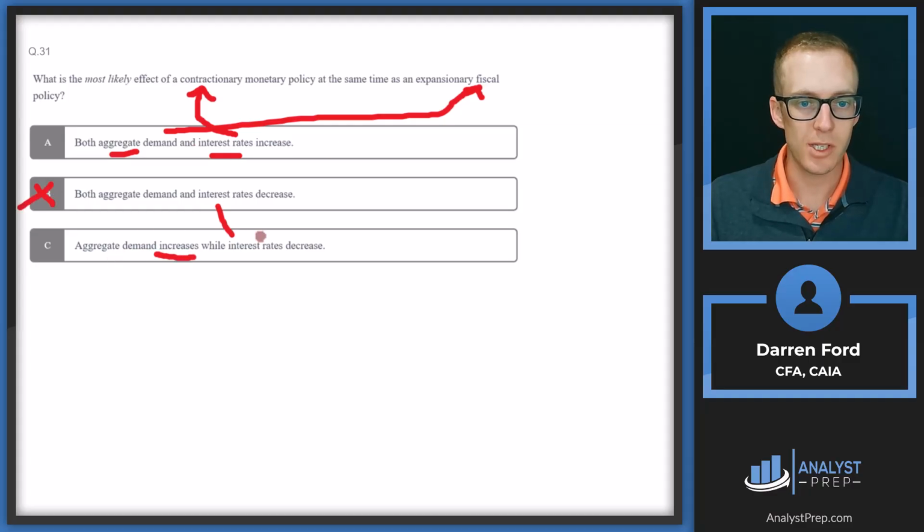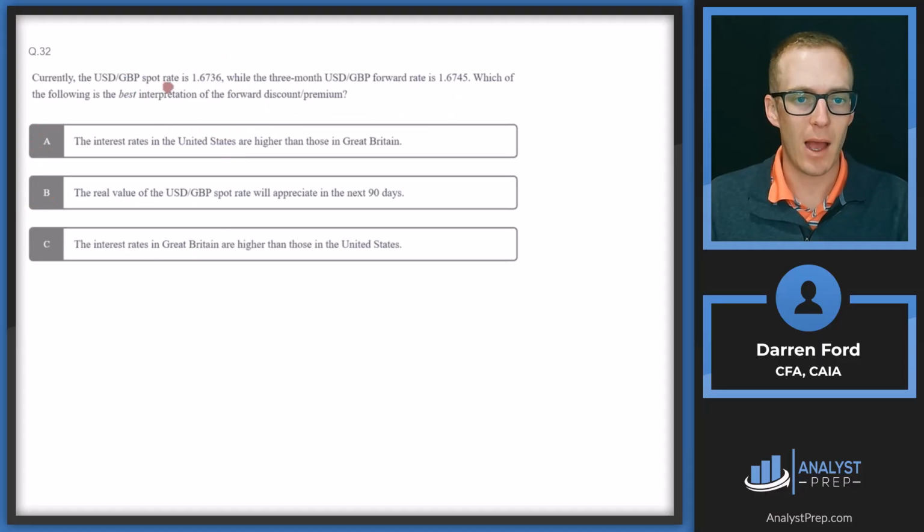So between A and C, what's going to happen to interest rates under contractionary monetary policy? Under contractionary monetary policy, the Fed is likely increasing rates or doing something else to decrease the money supply. And so interest rates are going to be more likely to increase. Answer A.